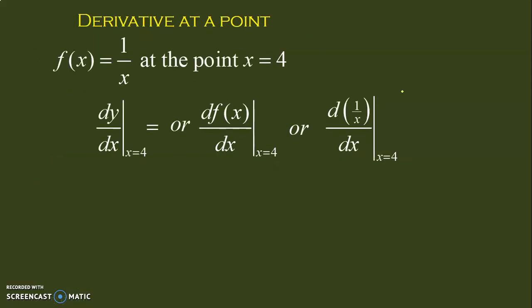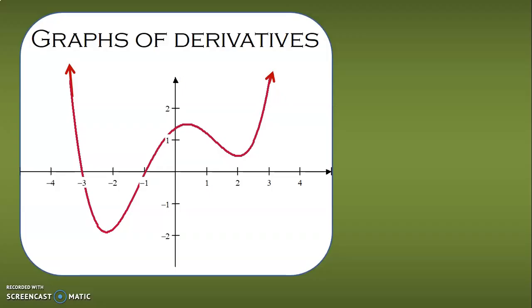This is all just notation. So if my original function is f of x equals 1 over x, and I want the derivative when x is equal to 4, I can write it as the derivative of y with respect to x evaluated at x equals 4, or the derivative of f of x, or the derivative of the function evaluated at x equals 4, or I can write f prime of 4. All of these things mean the same thing. It's just notation. It's getting used to the different ways that they might write the derivative.